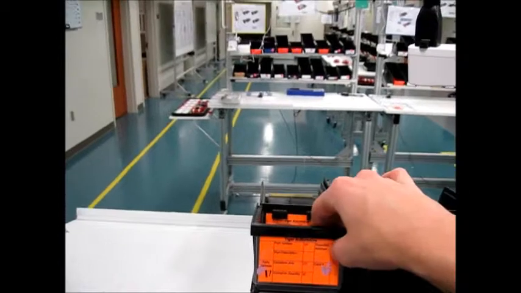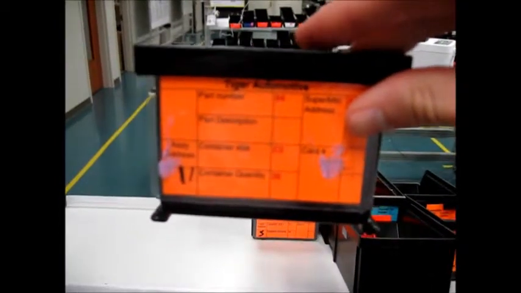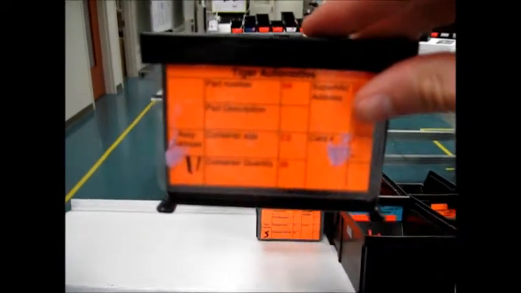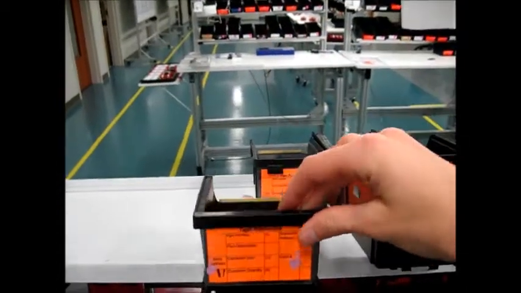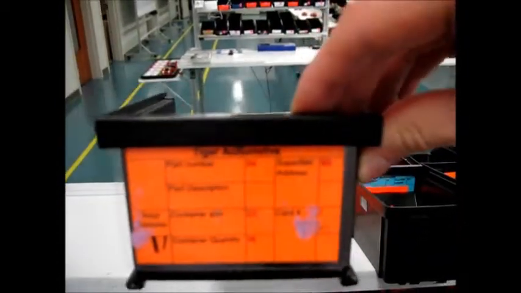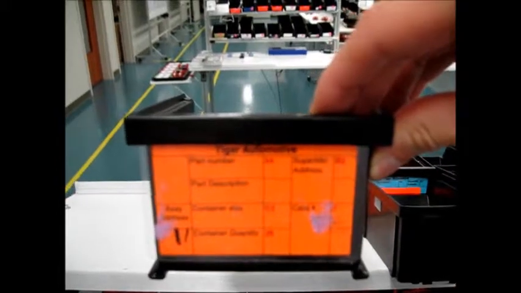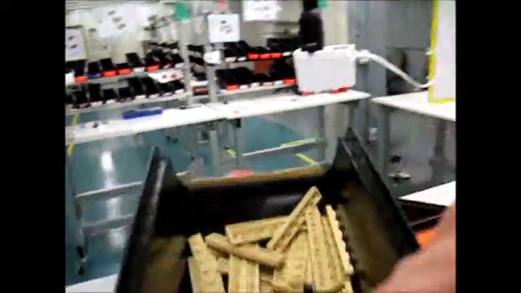you're going to pick up a bin, say this one. Let's see if we can get it in focus here. We cannot. Anyway, it is part 54, container quantity 26, and where my finger was, that is the supermarket address. Supermarket B2, the card is orange.